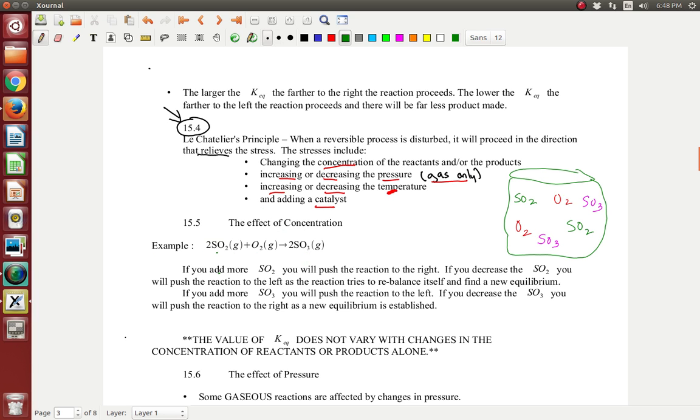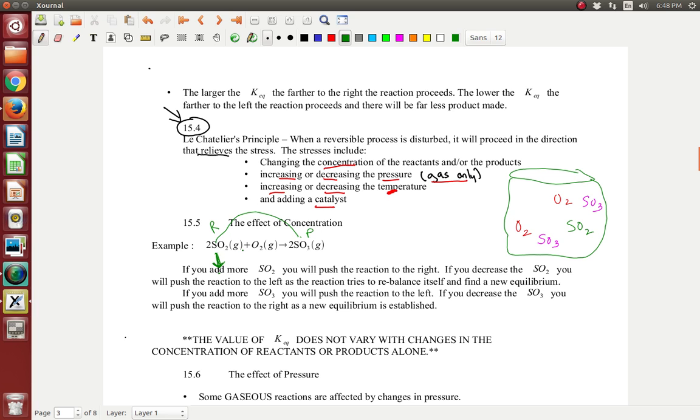Now, what if I decrease the amount of SO2? I take some of it out of the container. That means there's less of it to react with the oxygen, not enough to react with all the oxygens. So when you draw it, you draw the arrow down and continue making the curve. It's going to go from the product side to the reactant side, from the right to the left.